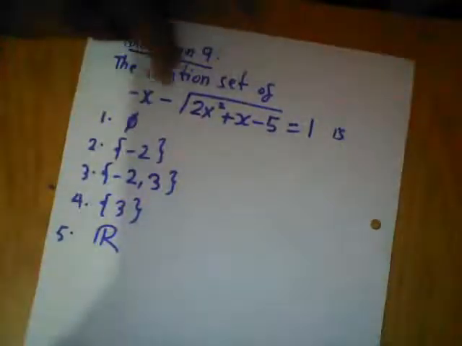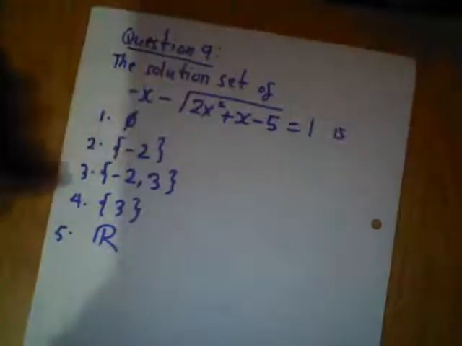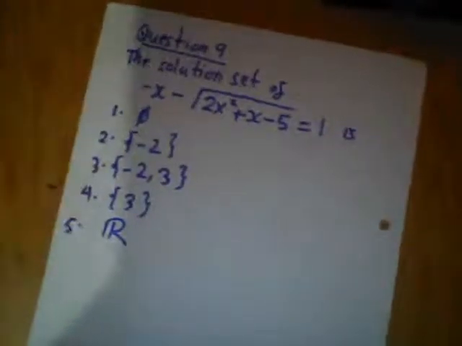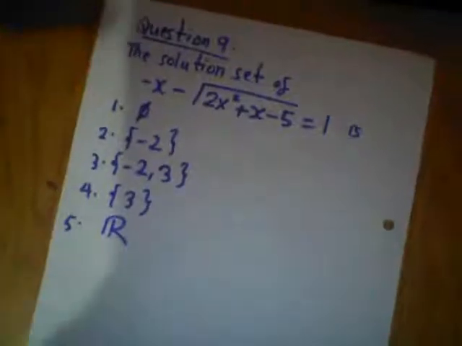Question 9. They say the solution of the set of equal to 1. They say the solution of is empty, -2, -23, 3, or real number. So we want to get the solution of that one. Okay, so for that case, I can solve right here straight away, just to save space. I hope everybody can see there.